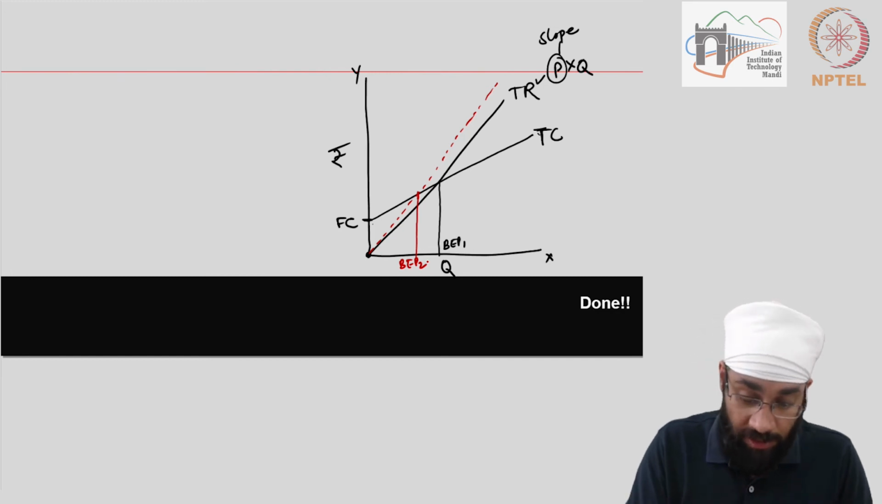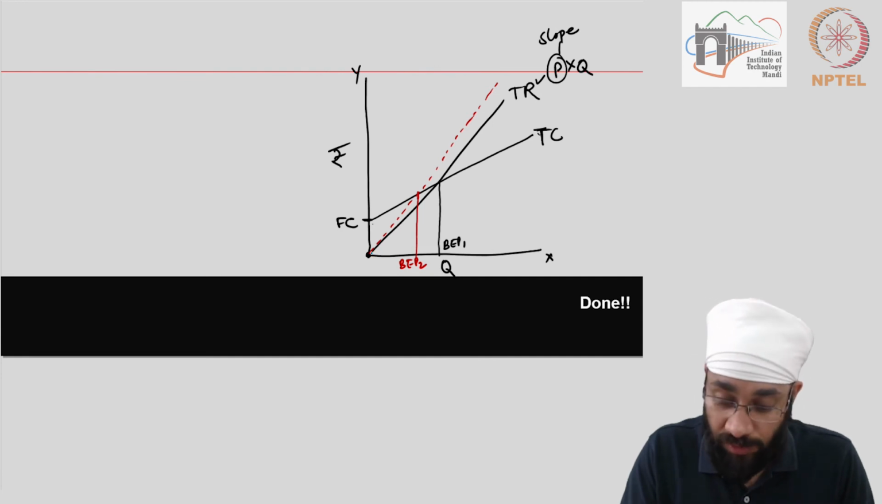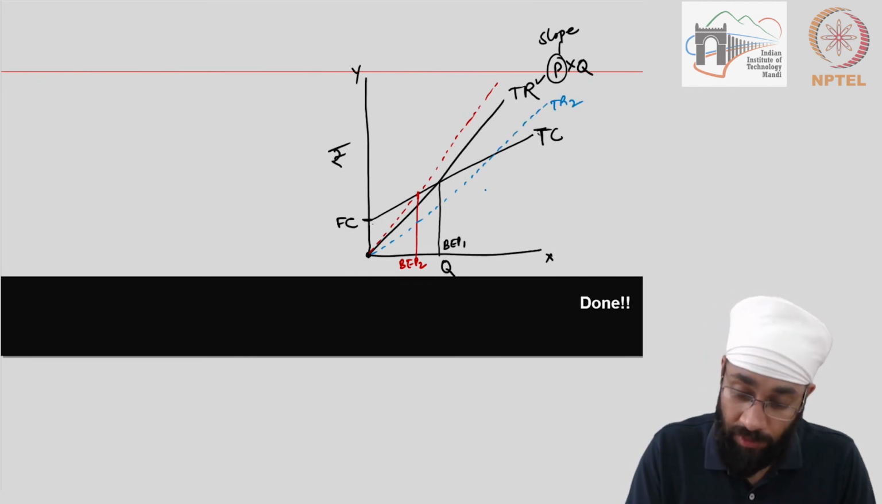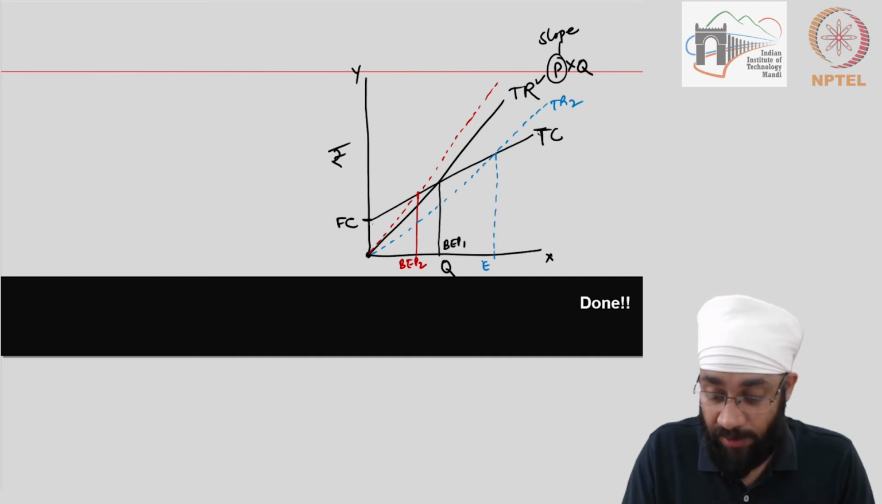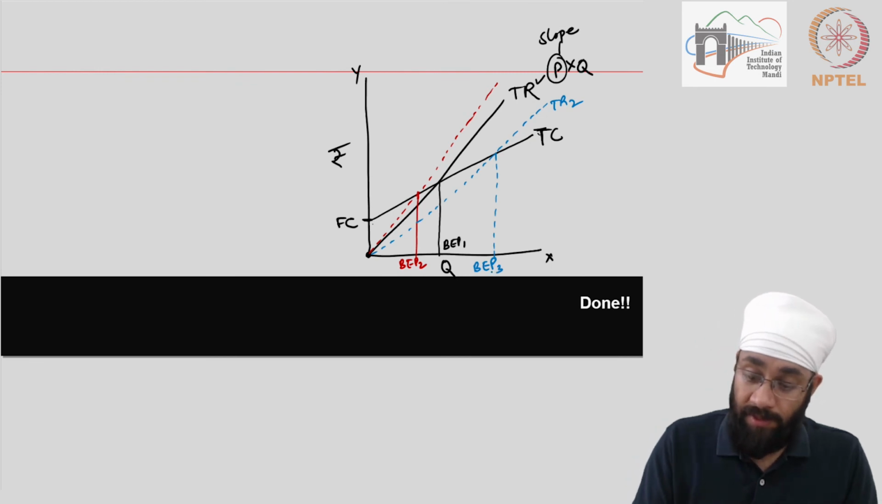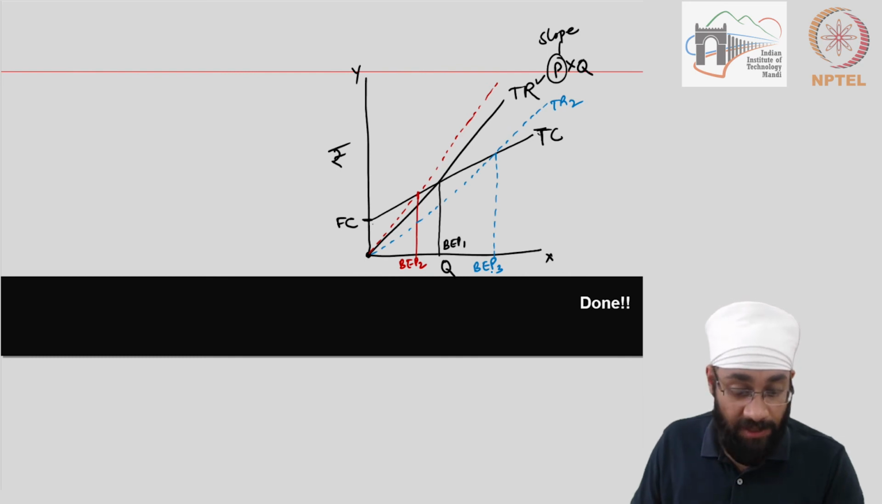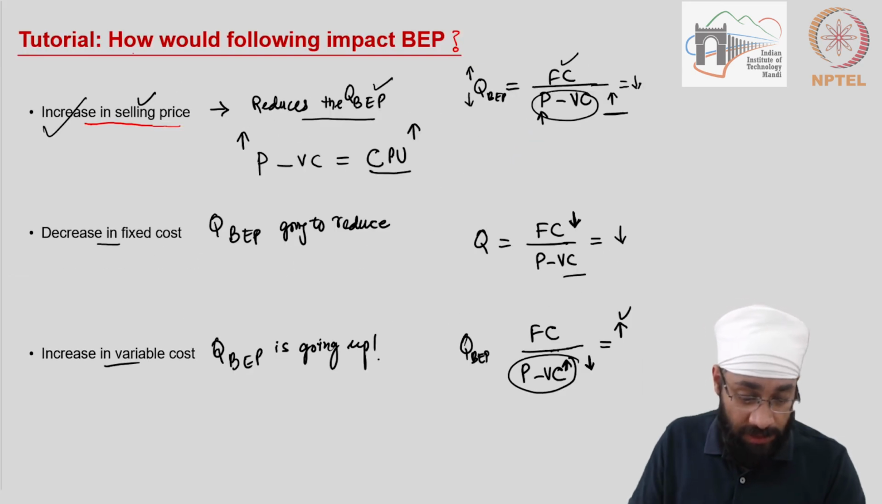And likewise, you can do the other scenario where you say P goes down. If P goes down, the slope goes down. The slope goes down, it's going to look something like this. Okay, this is total revenue 2, new number. So this is the quantity that you will have to do now. So this is break-even point 3. So, this is how you could graphically do it if you are more mathematically inclined to see things.